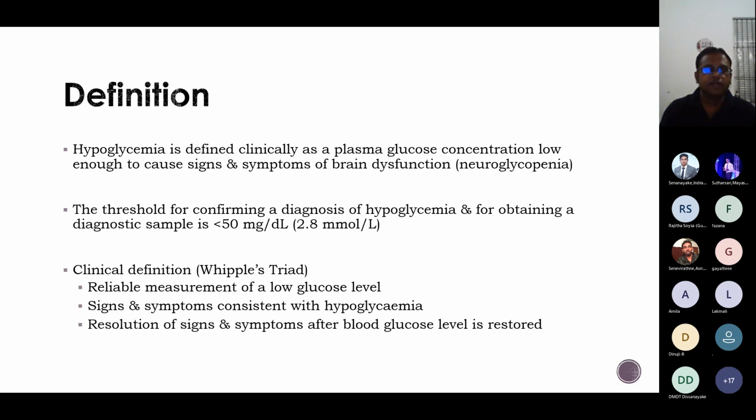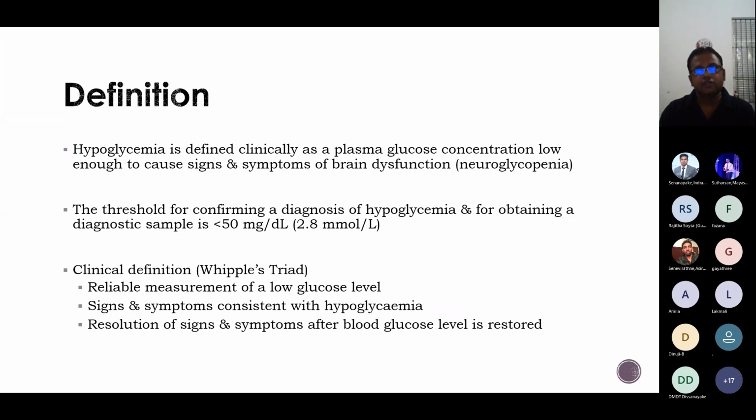So what is this Whipple's triad? That is reliable measurement of a low glucose level. As I mentioned earlier, you can do a glucometer check and confirm the low value with the lab reading. And then signs and symptoms consistent with hypoglycemia, right? So the child is having the signs and symptoms we discussed earlier, and once you correct the blood glucose level, the child comes back to normal, and signs and symptoms will resolve, right? So that confirms our diagnosis.